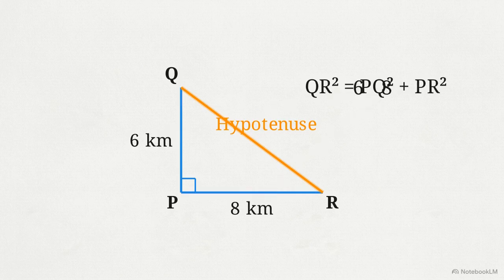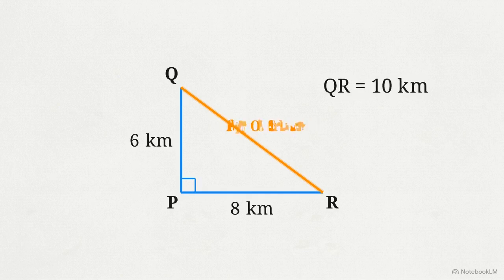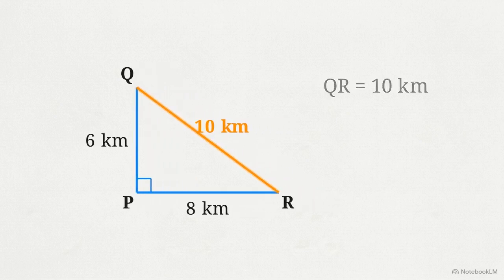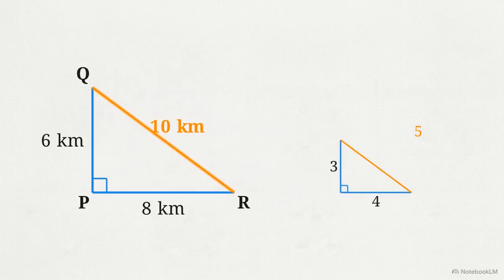To find the length of a hypotenuse, we use the Pythagorean theorem. We substitute our known sides into the equation, giving us 6 squared plus 8 squared, which expands to 36 plus 64. Adding those gives us 100. By taking the square root of 100, we find that the actual straight distance the bus travels is exactly 10 kilometers.